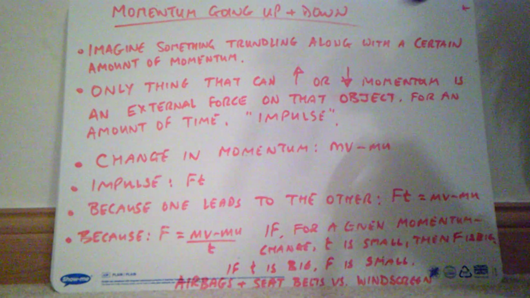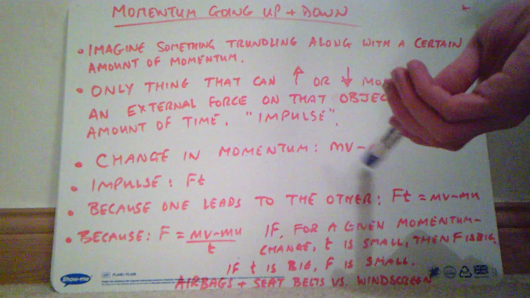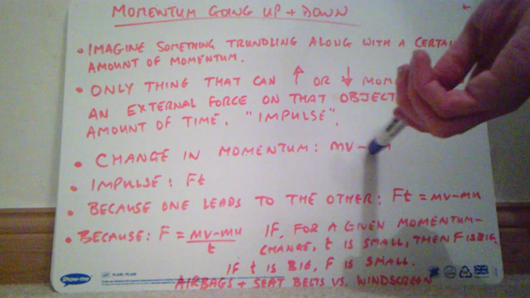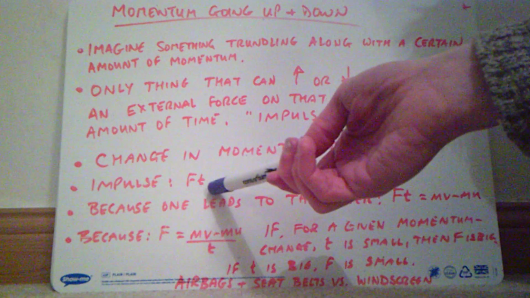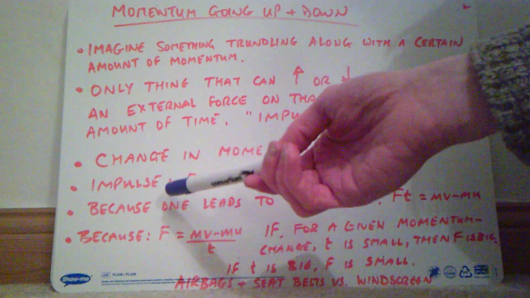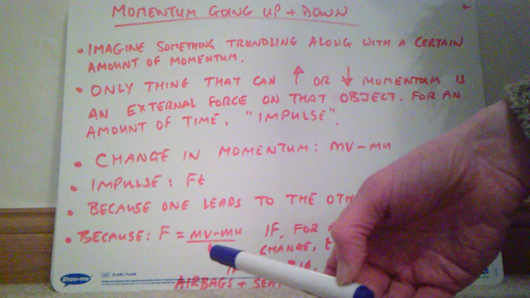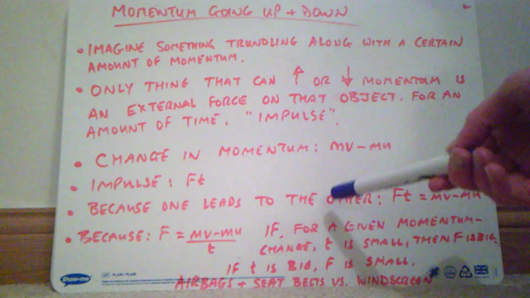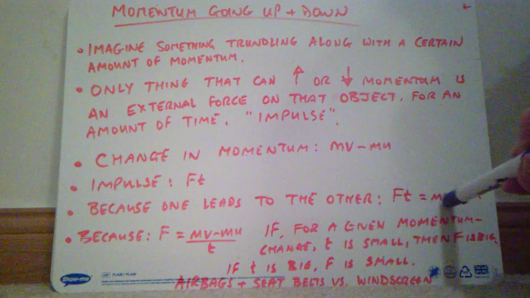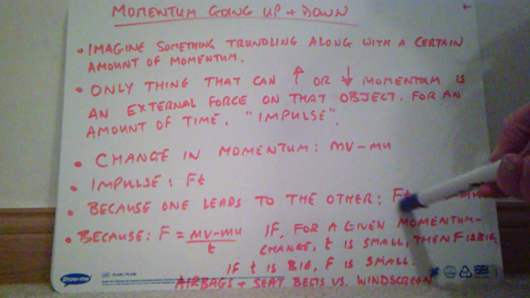If a question gives you masses and final velocities and initial velocities and asks you for the impulse, then you do mv minus mu. If it gives you force and time, then you can work out the impulse from that. These things are pretty much the same because one causes the other, so you can also just equate the two. Force times time is mv minus mu, and that's the version which is on the formula sheet.